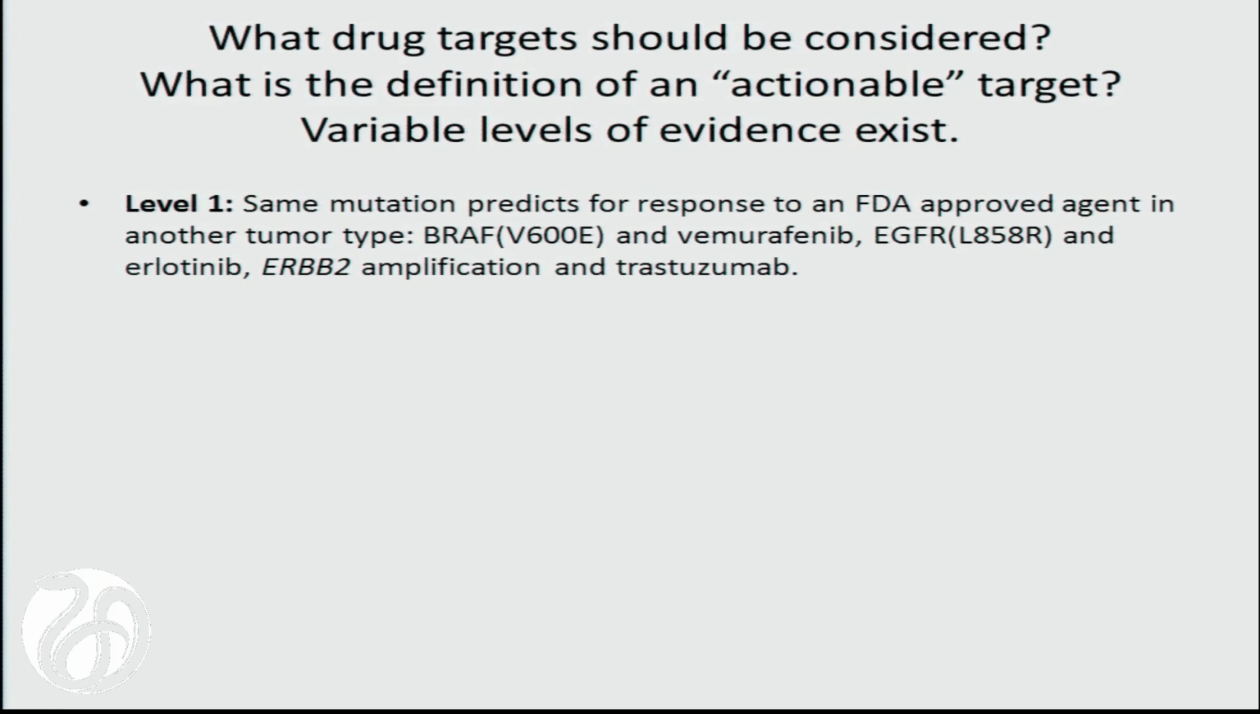Using a similar system to what we use for advanced cardiac life support, as to what the level of evidence is for any particular intervention. So to me, level 1 evidence for a target that would make sense for this type of approach would be that you have the same mutation and it predicts response to an FDA-approved agent in another tumor type. So this is the example of V600E BRAF with vemurafenib, or maybe L858R EGFR and erlotinib, or ERBB2 amplification with trastuzumab. But there are other alterations that have a much lower level of incidence.